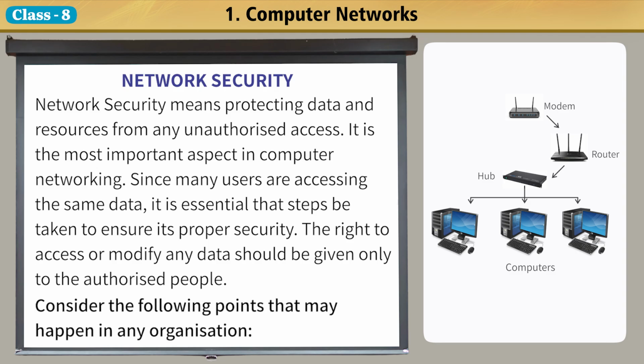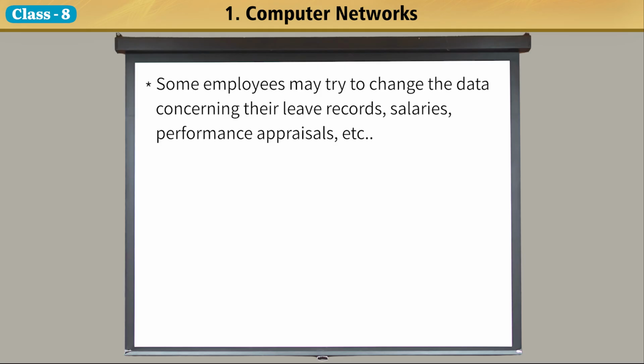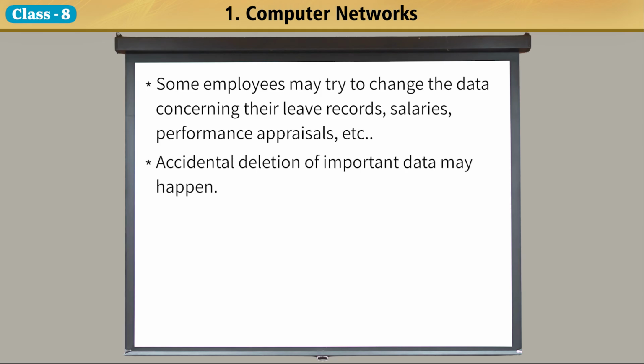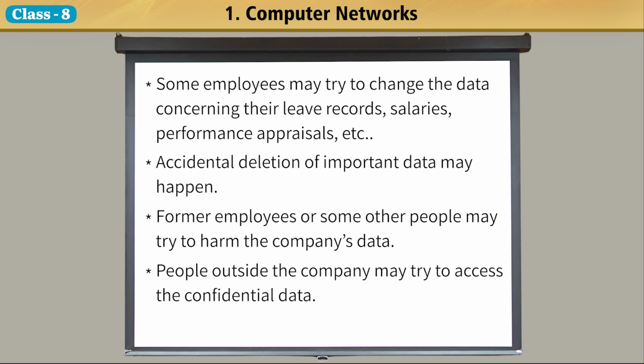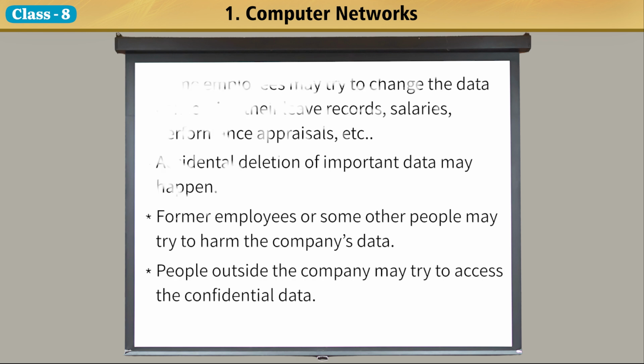Consider the following points that may happen in any organization. Some employees may try to change the data concerning their leave records, salaries, performance appraisals, etc. Accidental deletion of important data may happen. Former employees or some other people may try to harm the company's data. People outside the company may try to access the confidential data.